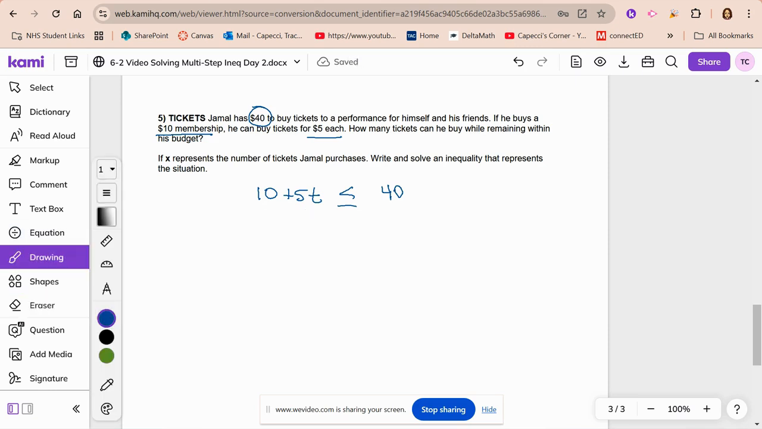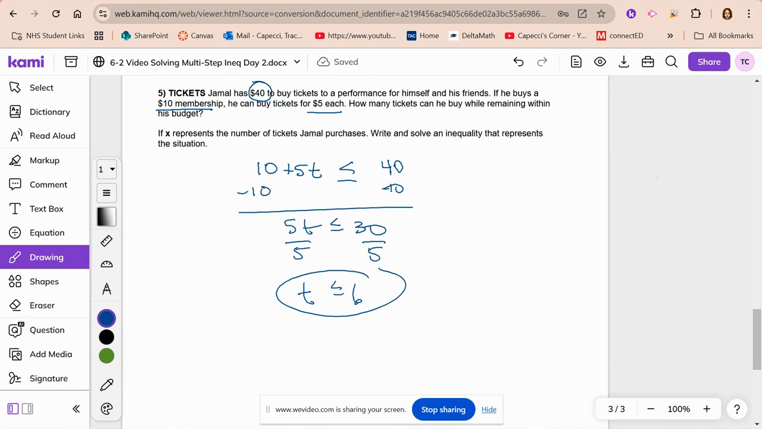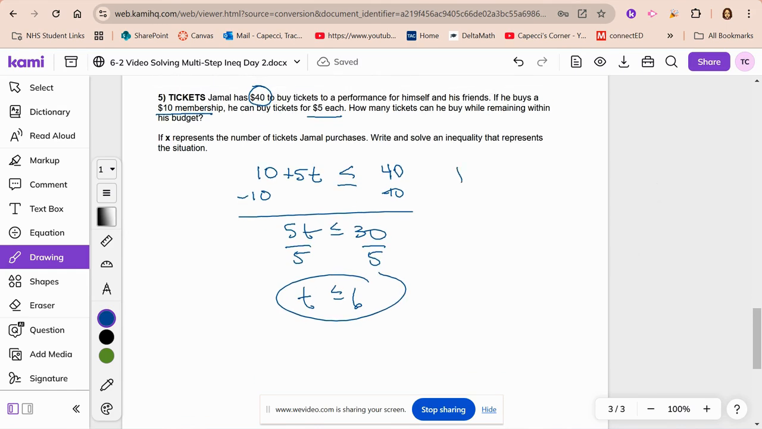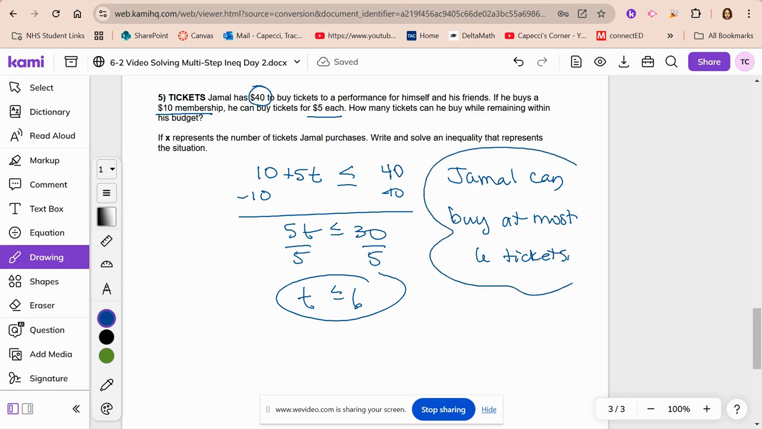Okay, so let's get T by itself to see how many tickets he can buy. Divide both sides by 5. So T is less than or equal to 6. Okay, so Jamal can buy at most 6 tickets, right? Again, we could say 6 tickets or less. Lots of different ways to say that.